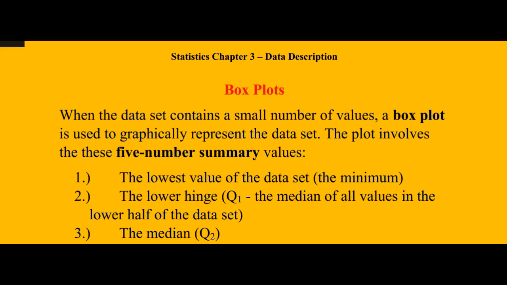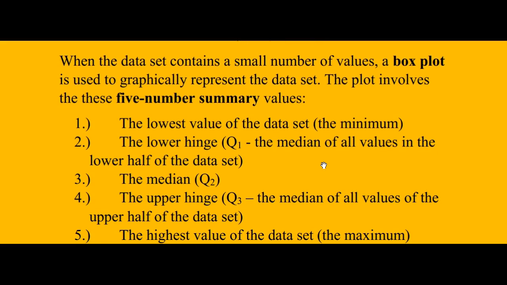Hello, in this video we'll be doing more of the measures of location or position. So the box plot is another one. When a data set contains a small number of values, a box plot is used to graphically represent the data set. The plot involves what we call the 5 number summary values. 5 numbers because there are 5 of them.